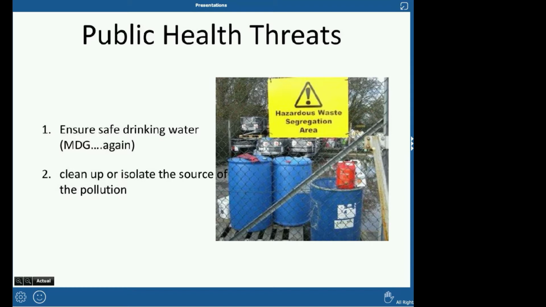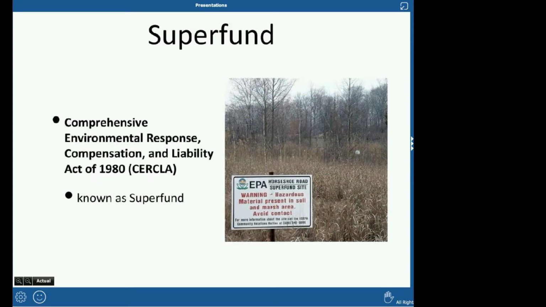So public health issues: we need to ensure safe drinking water. And here I have the MDG, and basically there are these things called Millennium Development Goals. I don't know if you talked about them in the first half of environmental science, but basically we were supposed to meet certain requirements by the millennium for safe drinking water, maternal health, food, things like that. And I think pretty much none of them were met. We made progress, but none of them were actually met. Safe drinking water was one of the Millennium Development Goals. And then there's cleaning up and isolating the source of the pollution, which a lot of times happens through Superfund.